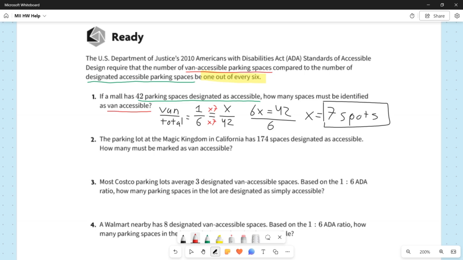So with number 1, you can solve this either using cross multiplication, or we can just take our starting ratio and increase both the numerator and denominator by 7, or a factor of 7, and then that will give us 7 over 42, which means we need 7 spots.